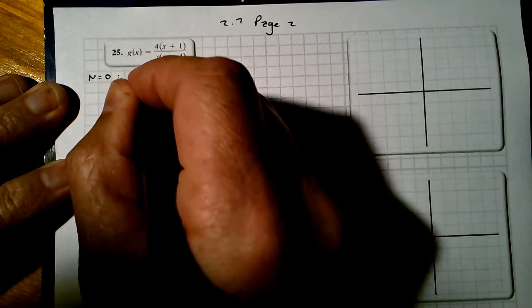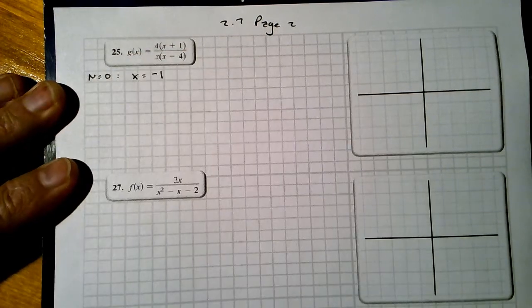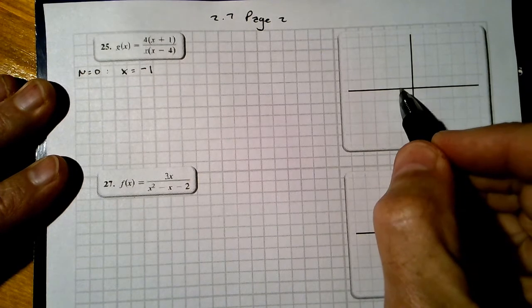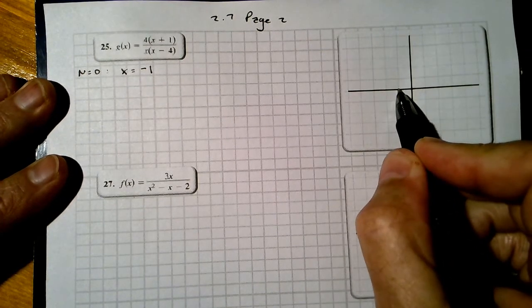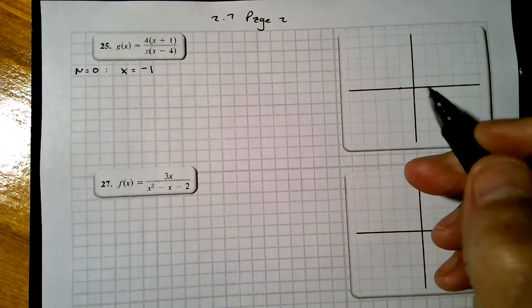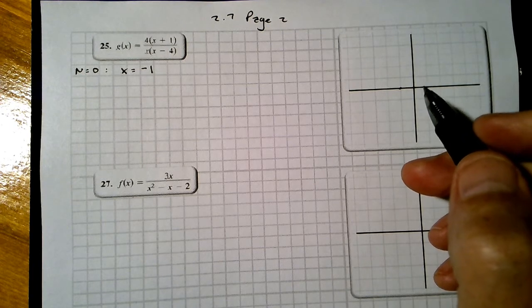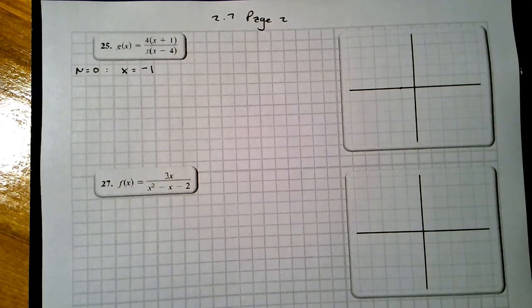Numerator equals 0. That happens when x equals -1, which implies that very likely at (-1, 0) we might have a point right here. I put in -1, the numerator is 0, just so long as we don't have a hole in the graph. That's coming soon.